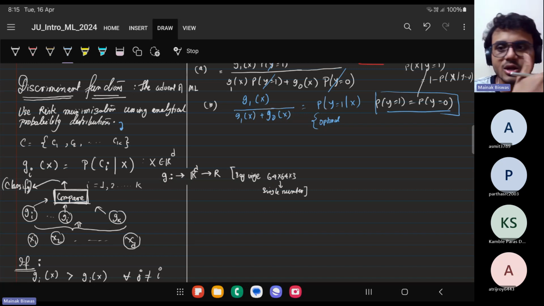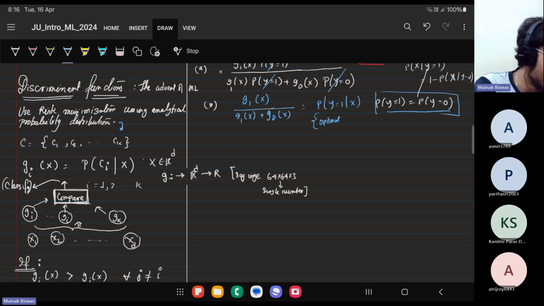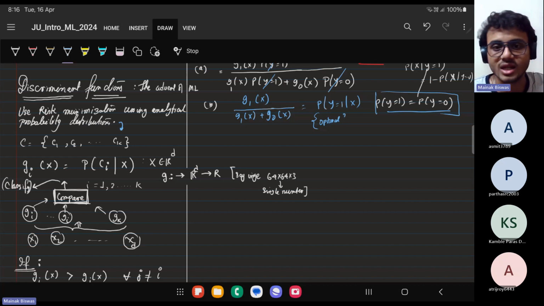Previously we did not have any functions, right? Last class we had only defined a risk of an action given an event. So given a class, what was the event? What was the risk of taking an action? But today we'll be formalizing it and seeing how to actually take those decisions.